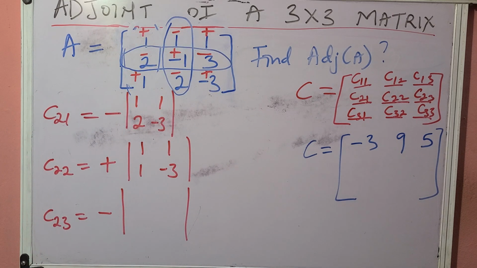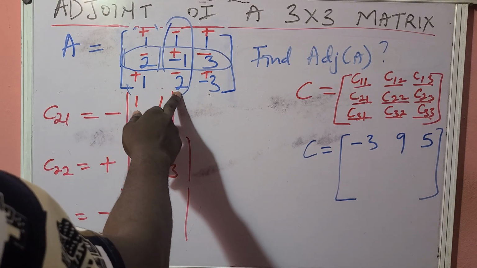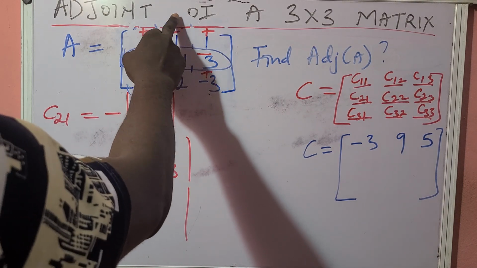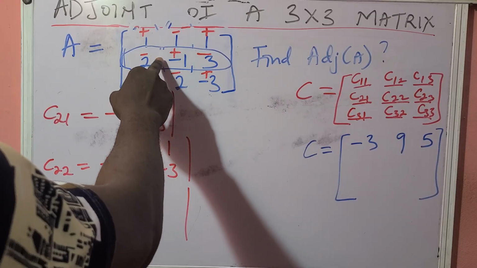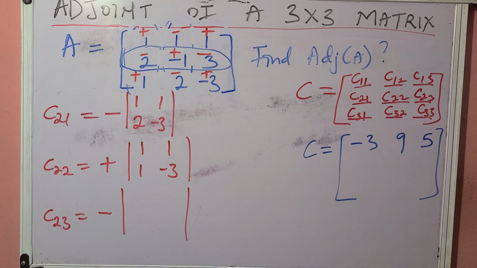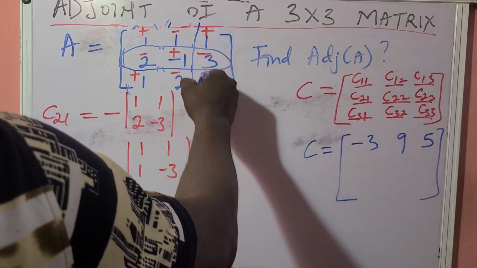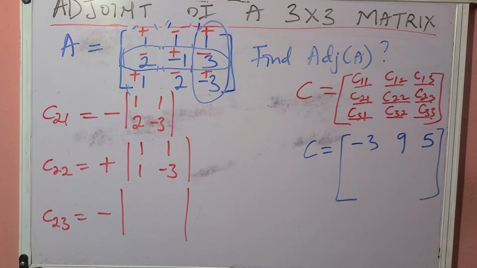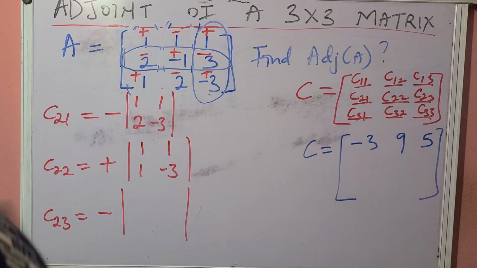So we can go on to find for C23. That will be row 2, column 3. So this is row 2 and this is column 3. So we shut off column 3. Row 2, we shut off row 2, we shut off column 3. So what we have left is 1, 1, 1, 2.